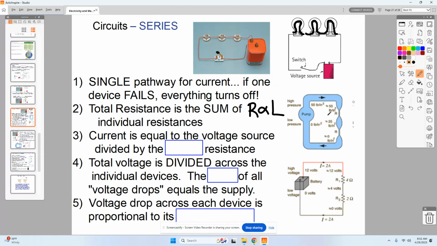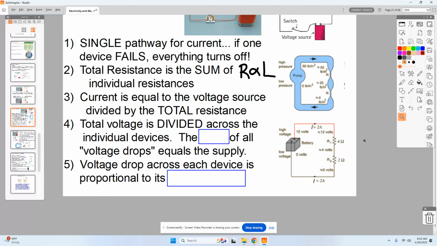That increases the resistance. Current is equal to the voltage source divided by the total resistance. So in the event that I wanted to find the current being delivered, I would use I is V over R. The difference between this I and the other I is that this is the voltage from the battery, which is the entire voltage, and this would be the resistance of all of the devices connected together. So I is again V over R. In this case, it would be the battery's voltage divided by the total resistance.